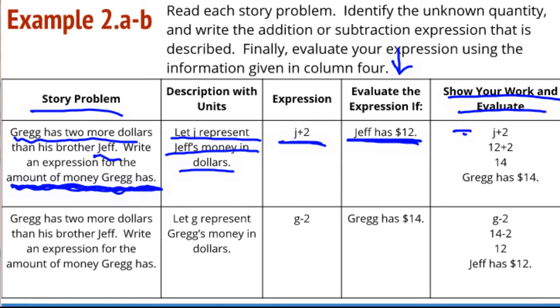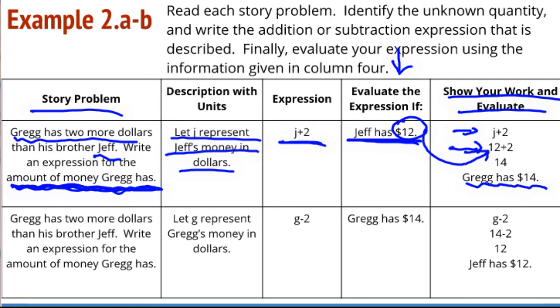Well, here is our expression. Notice how they're showing the work here. And they've substituted in the 12. This 12 right here has come over and been substituted into our expression. 12 plus 2 is 14, and we know that Greg is $2 more than Jeff. So Greg has $14.